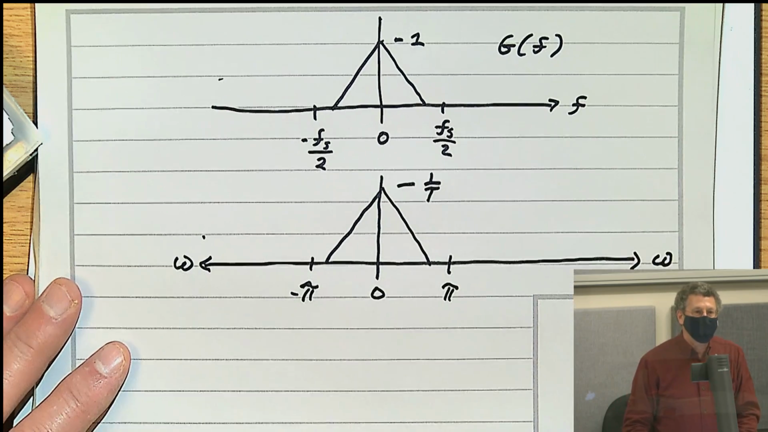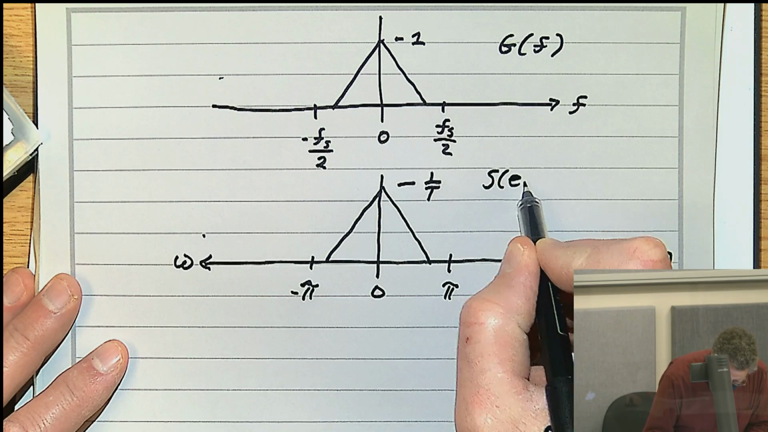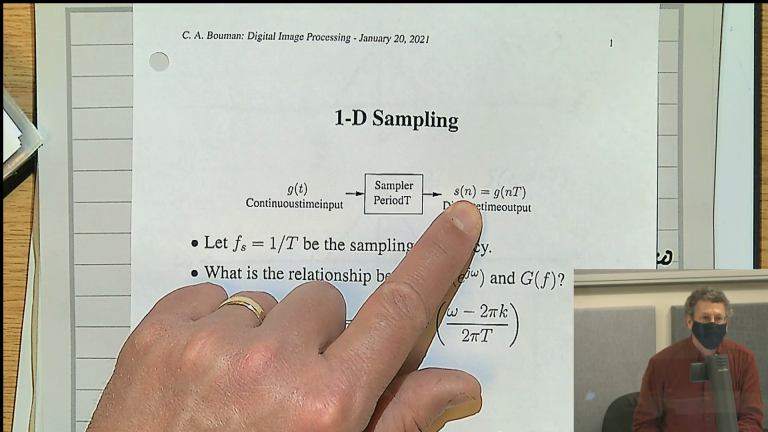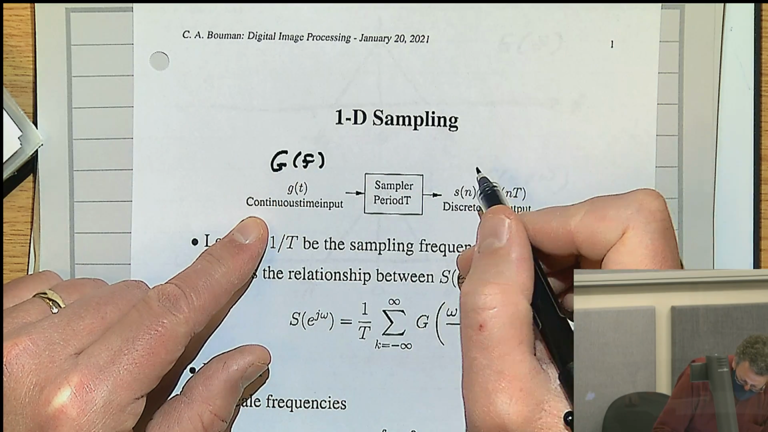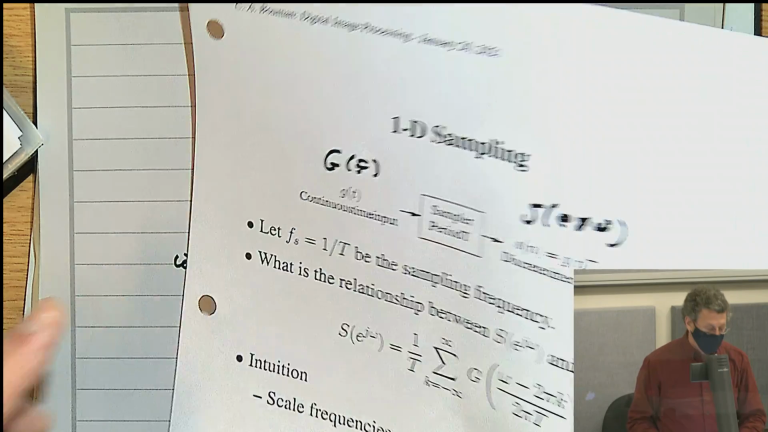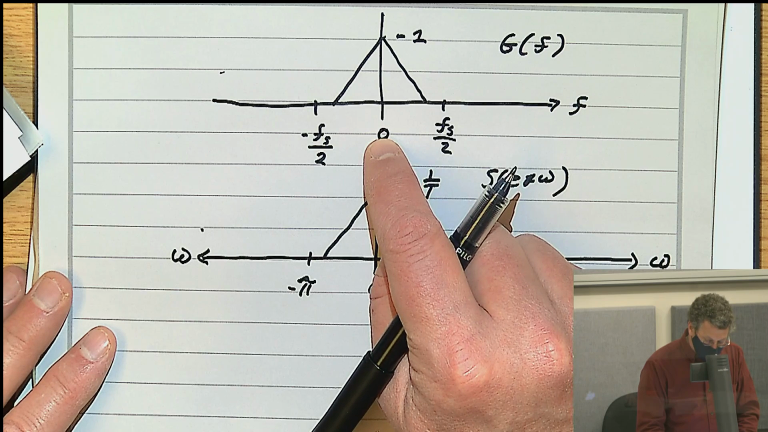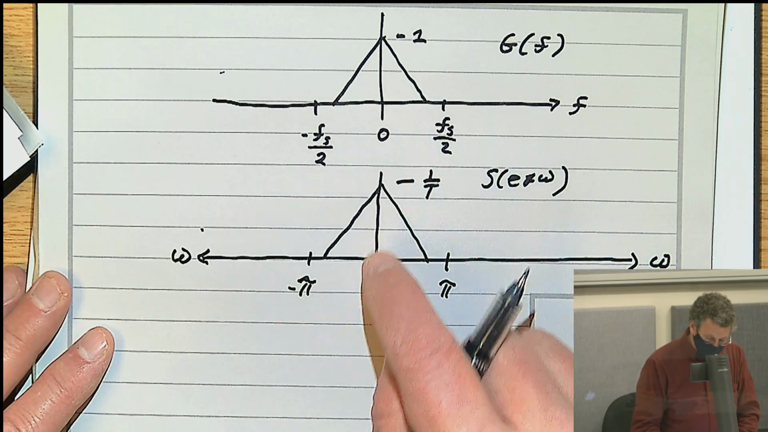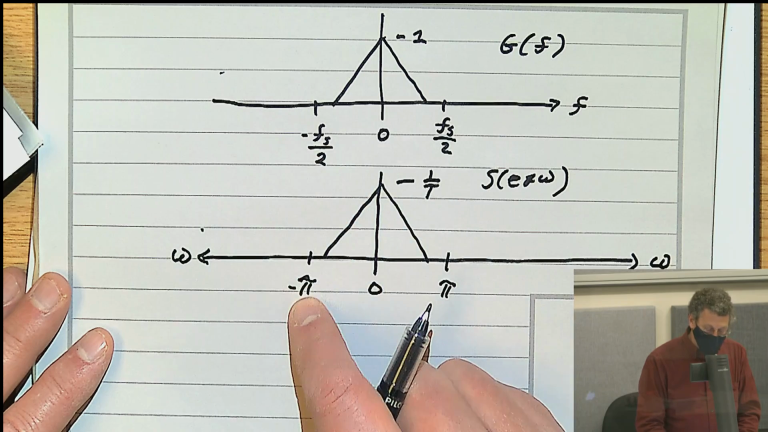The key idea to remember is that this thing here is going to be S of e to the j omega. S of e to the j omega is the frequency transform of the output. The frequency transform of the input is g of f. The frequency transform of the output is S of e to the j omega. So in the frequency domain, the important things to remember: this is the continuous time frequency, and this is the discrete time frequency. 0 goes to 0. Half the sampling frequency goes to pi, and minus half the sampling frequency goes to minus pi.